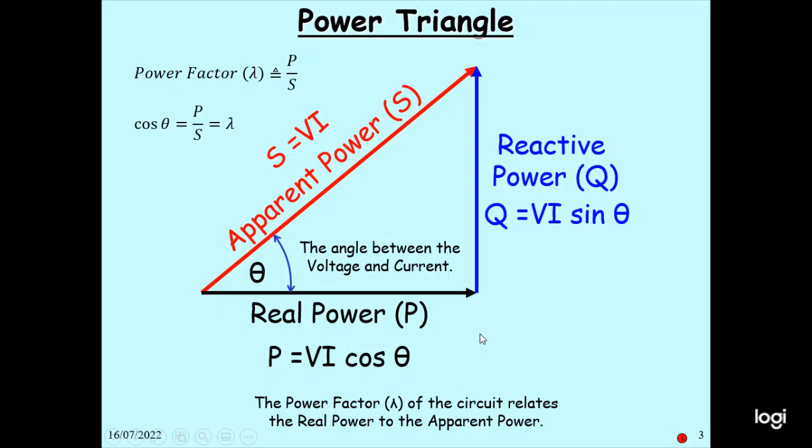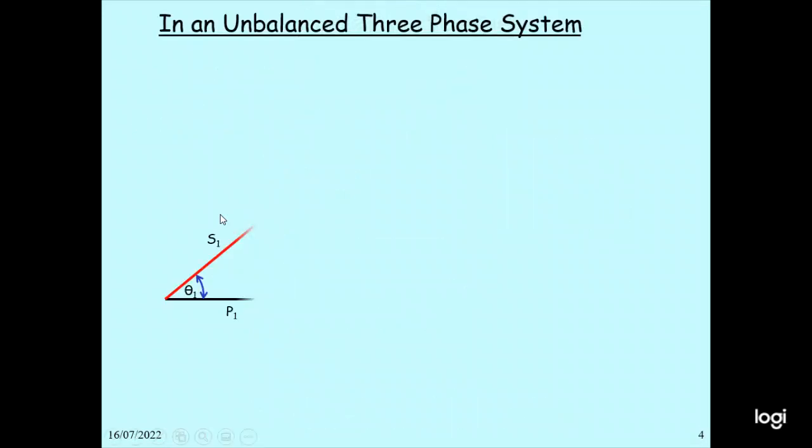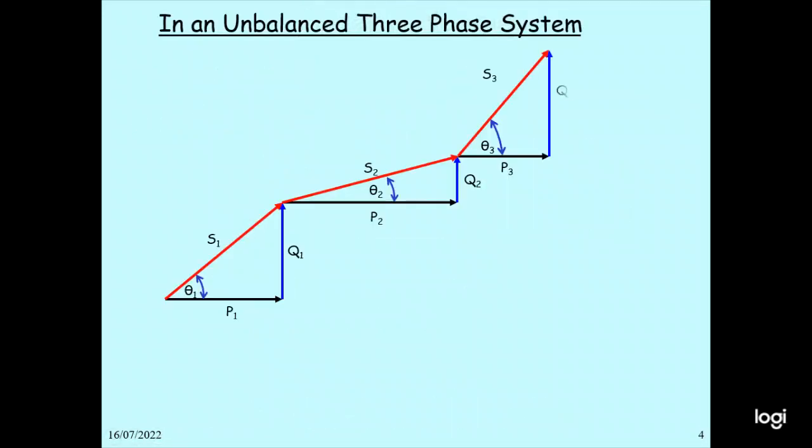So in this case, our cos theta can be calculated as P divided by S, equal to lambda. Now the unbalanced three-phase system. This is a three-phase system with P1, P2, P3 the real power, Q1, Q2, Q3 the reactive power, and S1, S2, S3 the apparent power. Angles theta 1, theta 2, and theta 3 are the power factor angles.